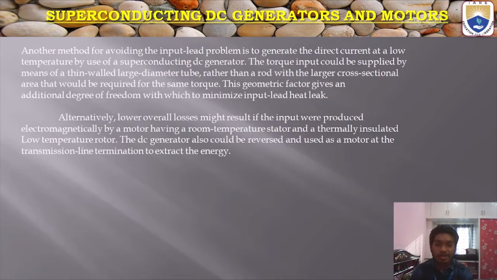Alternatively, lower overall losses might result if the input were produced electromagnetically by a motor having a room temperature stator and a thermally insulated low temperature rotor. The DC generator also could be reversed and used as a motor at the transmission line termination to extract the energy. To extract the energy, the DC generator can be used as a DC motor.